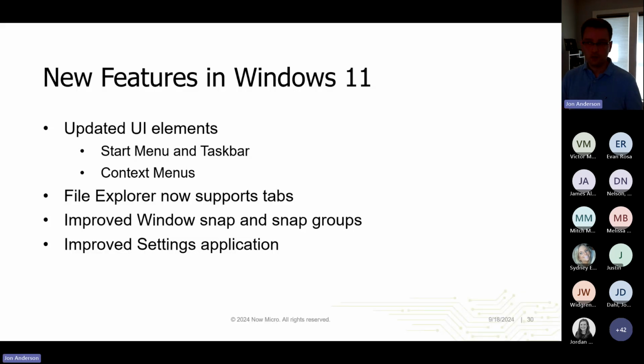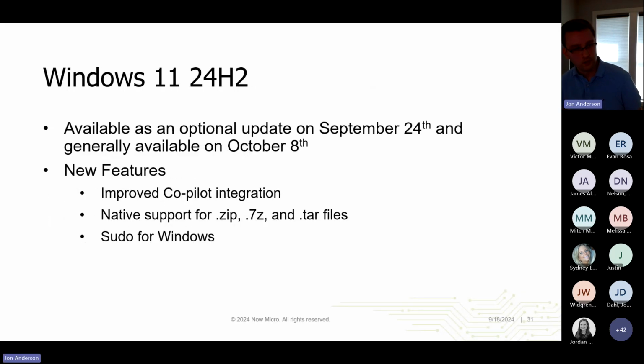So then the last thing I want to talk about is Windows 11 24H2. This has been in release preview for a while, but Microsoft did announce that it's going to be officially available as an optional update on September 24th, and it'll be generally available with the October patch cycle. So Patch Tuesday is October 8th this year.